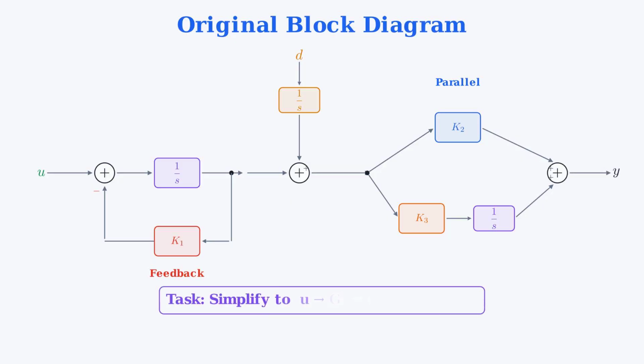From the second summing junction, the signal splits into two parallel paths. The upper path goes through K2 directly. The lower path goes through K3 and then through another integrator, 1 over S. The two paths recombine at a final summing junction to produce the output Y. Our task: simplify this into the form U, G1, summing junction with D, G2, Y. We need to find G1 of S and G2 of S explicitly.